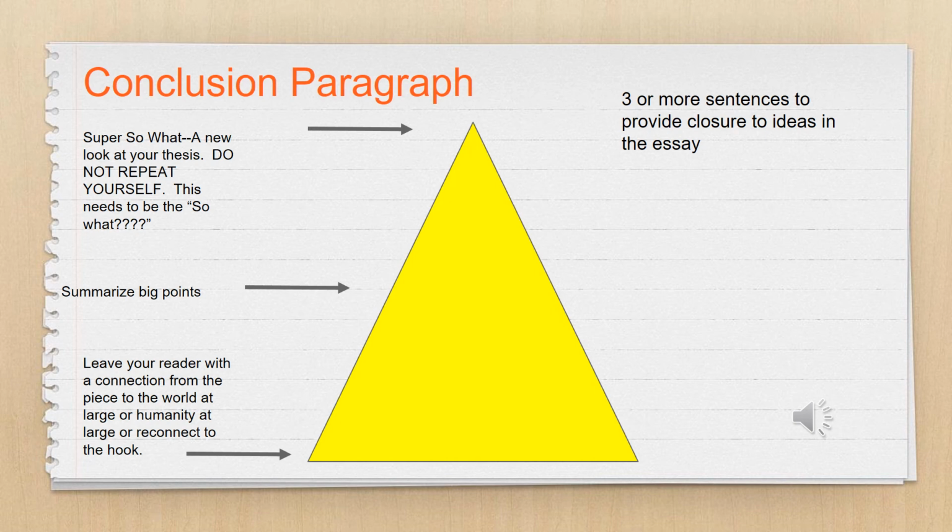Then you need to summarize the big points you brought up in your body paragraphs. Again, it is so easy to repeat yourself. Good writers never repeat themselves unless they really mean to. The very last part of a conclusion paragraph is where you leave your reader with something to think about. Sometimes a connection from your piece to the world at large or humanity is a way to go. Sometimes you want to reconnect back to your hook, especially if your hook's good. You just want your reader to think at the end of the essay.